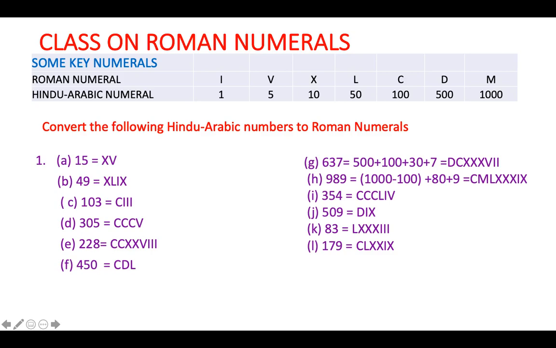So 1, 5, 10, 50, 100, 500 and 1000. That means I, V, X, L, C, D, M, all capital letters. These are the numbers. If I take the help of these numbers, it will not be very difficult to write any Hindu-Arabic number in Roman numeral, or any Roman numeral in Hindu-Arabic number.